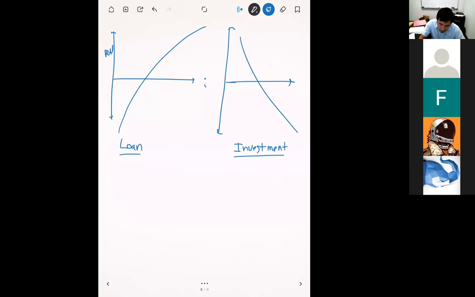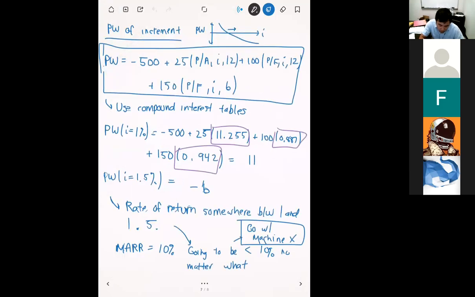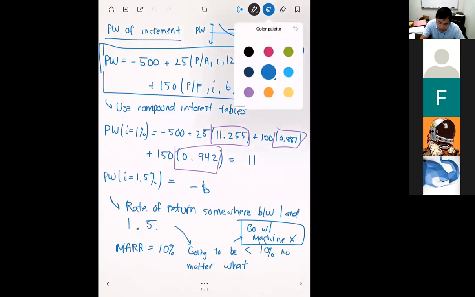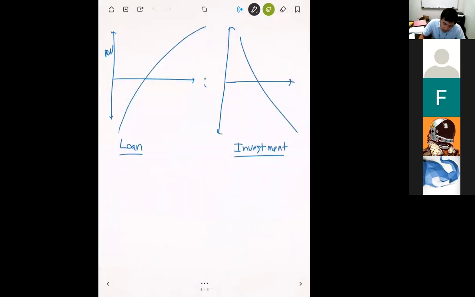What I did at that point was we tried out an interest rate of 1%, and we found that we got a positive number, positive 11. Since we're on an investment, we kind of just ignore this, and that tells us that we're somewhere here, where this green dot is. Ultimately we want to find where this crosses the x-axis, so we want to get closer to a present worth of 0.